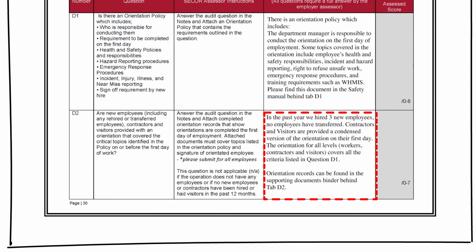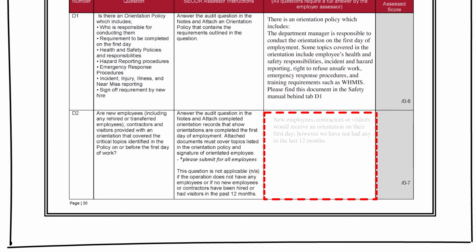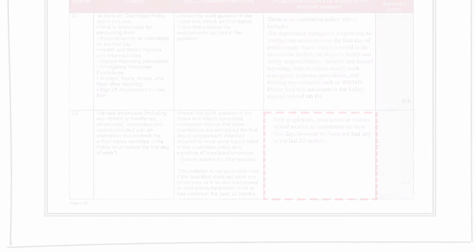do hire employees. If no new employees have been hired in the past 12 months, you can submit prior orientations, or you could write something like this. New employees, contractors, or visitors would receive an orientation on their first day. However, we have not had any in the last 12 months.